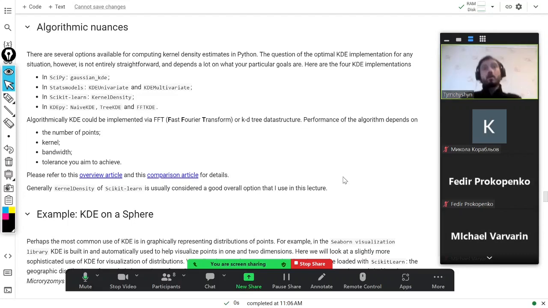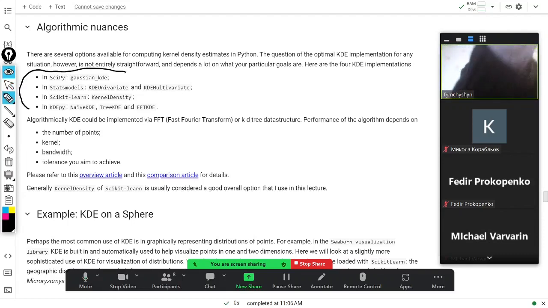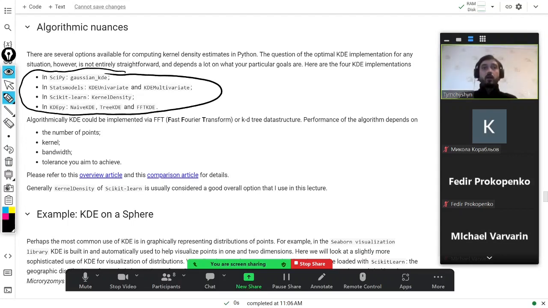There are several options available for computing kernel density in Python. The question of the optimal KDE implementation for any situation, however, is not entirely straightforward and depends a lot on what your particular goals are. Here are some implementations of KDE that we have.